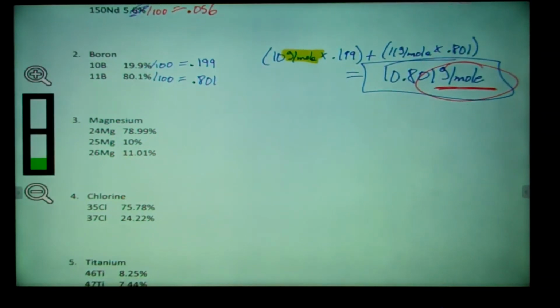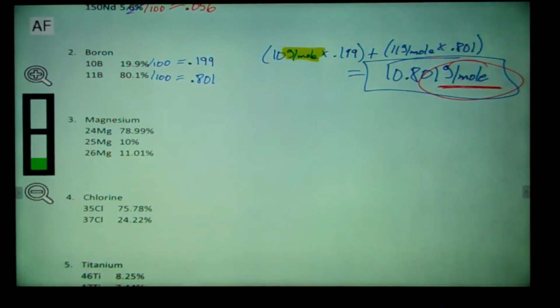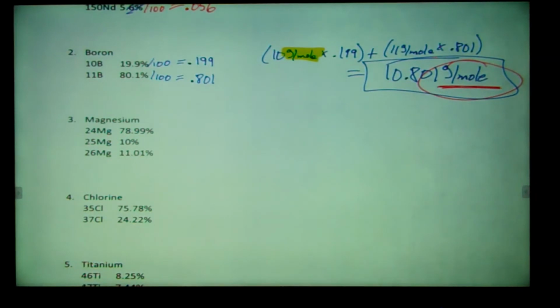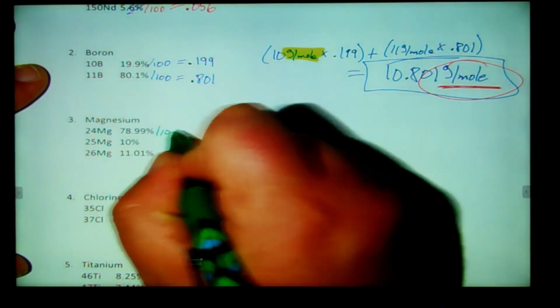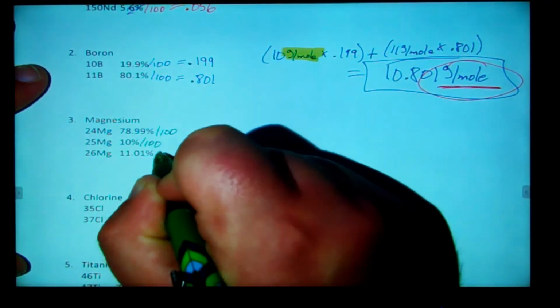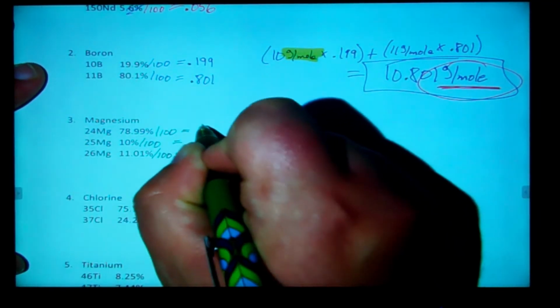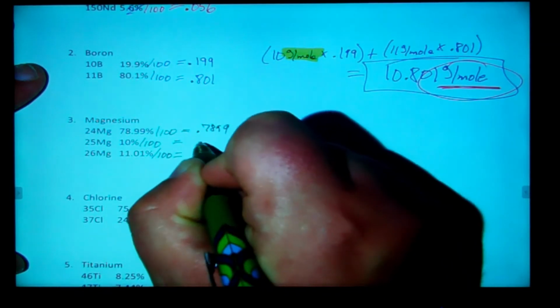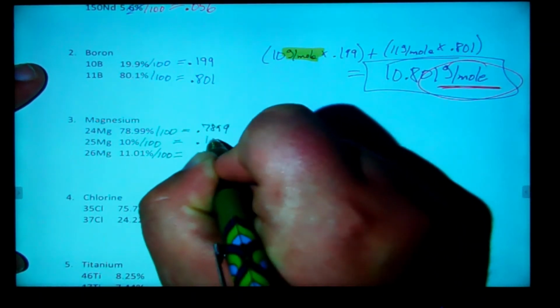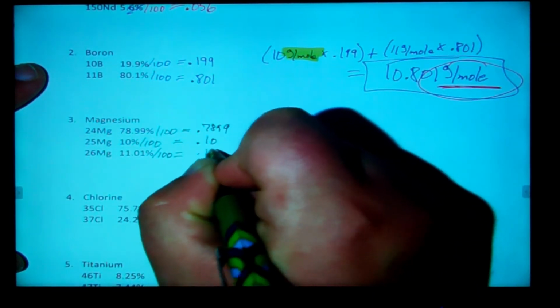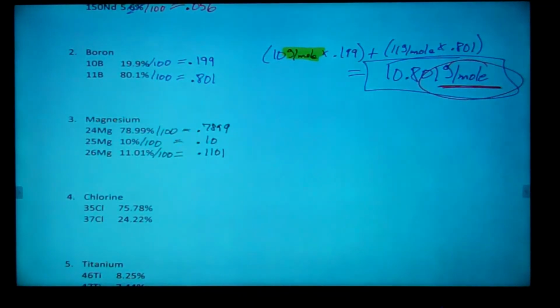All right, number 3. Hopefully you're getting pretty good at these. If you're getting pretty good, if you want to stop, pause the video, and give it a shot yourself, go right ahead. So let's look. I'm going to move a little faster. Magnesium. Let's divide all these by 100 so that I can have that decimal of that percent that I need. So 0.7899, 0.10, and 0.1101. So you also can look at this one and say that it's going to lean more heavily towards magnesium 24.